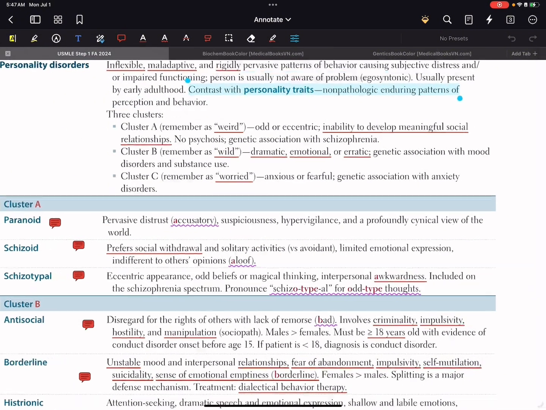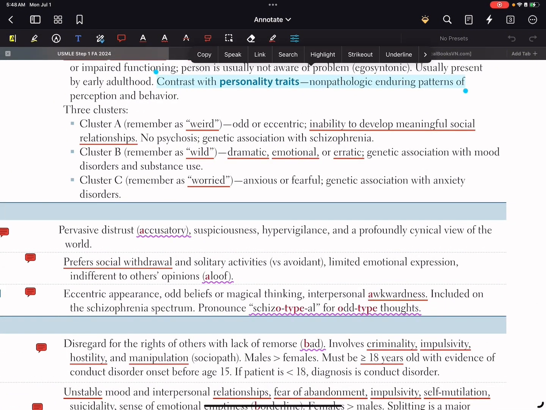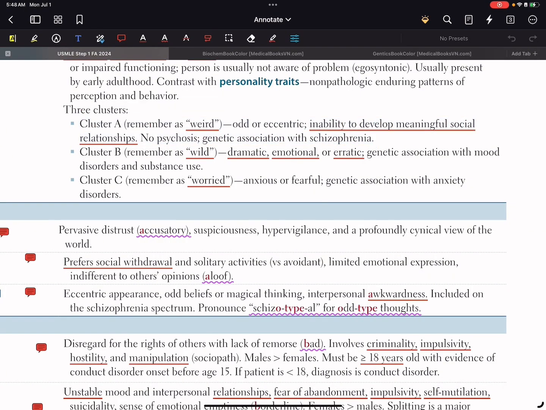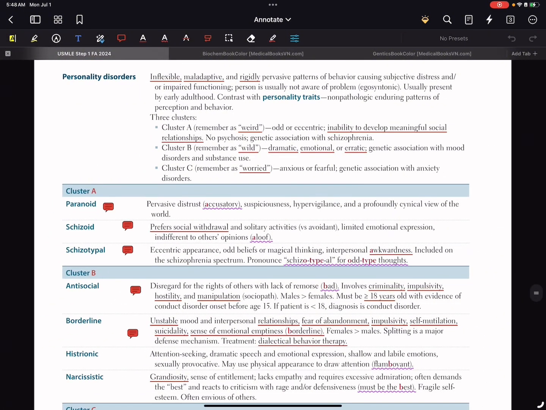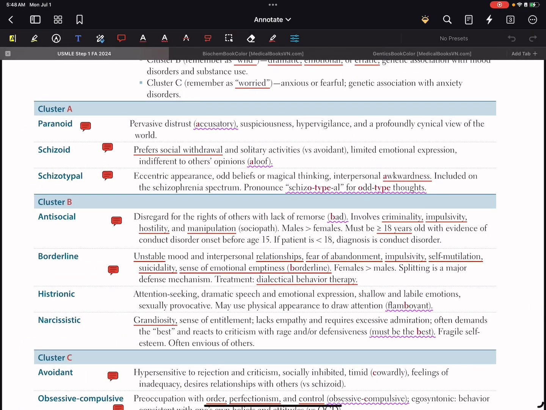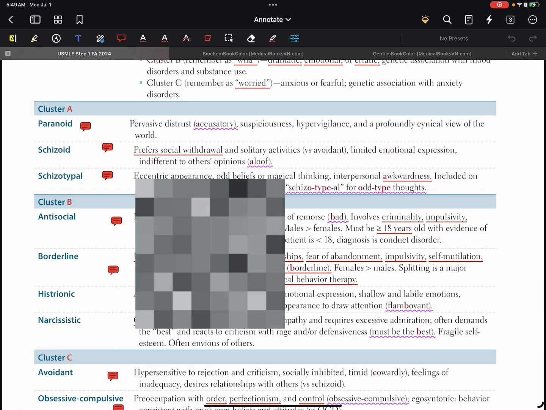There are three clusters. Remember: weird, wild, worried. Cluster A, weird: odd or eccentric, inability to develop meaningful social relationships, no psychosis, genetic association with schizophrenia. Cluster B, wild: dramatic, emotional, or erratic, genetic association with mood disorders and substance use. Cluster C, worried: anxious, fearful, genetic association with anxiety disorders. Let's go for cluster A. Paranoid: deeply paranoid, pervasive distress, accusatory, suspiciousness, hypervigilance, and a profoundly cynical view of the world.